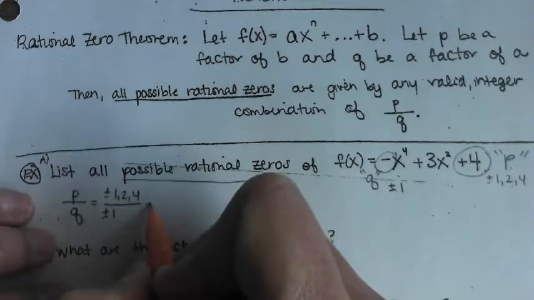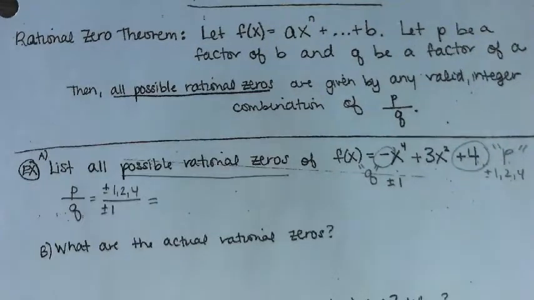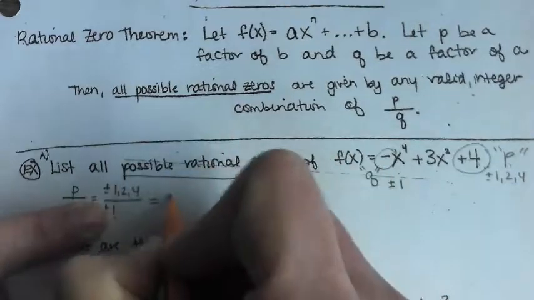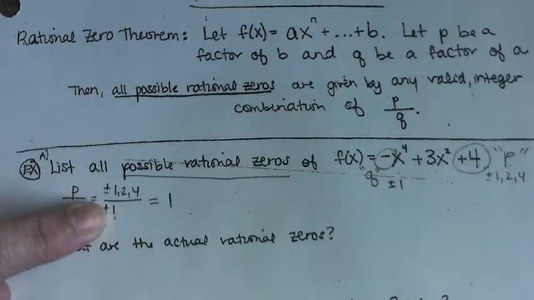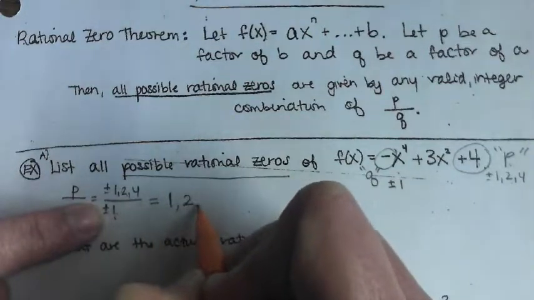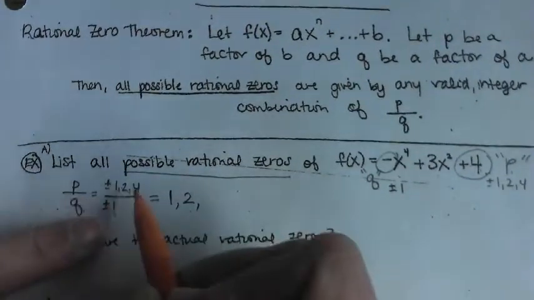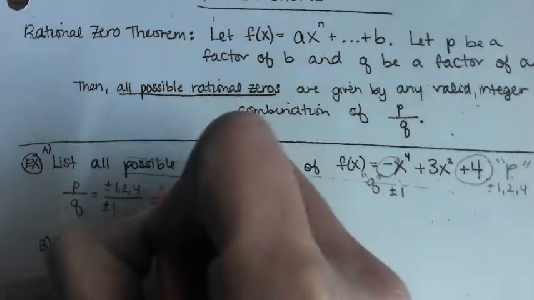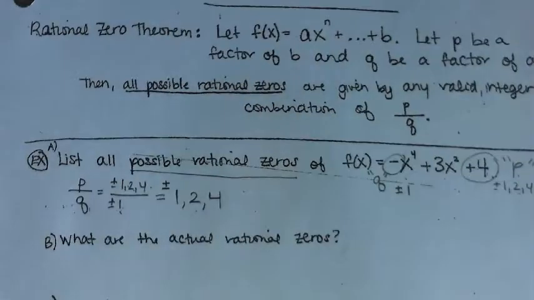And so if I was to list these possible rational zeros, it could be 1 over 1, which is just 1. It could be 2 over 1, which is just 2. And it could be 4 over 1, which is just 4. And then any plus or minus of those. So positive 1, negative 1, positive 2, negative 2, positive 4, negative 4.